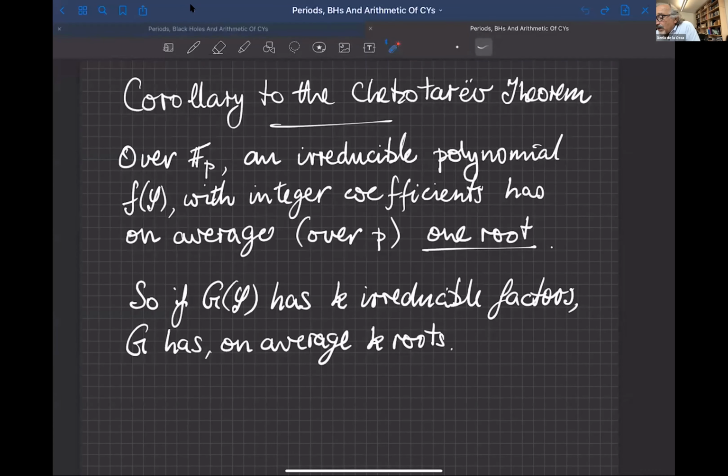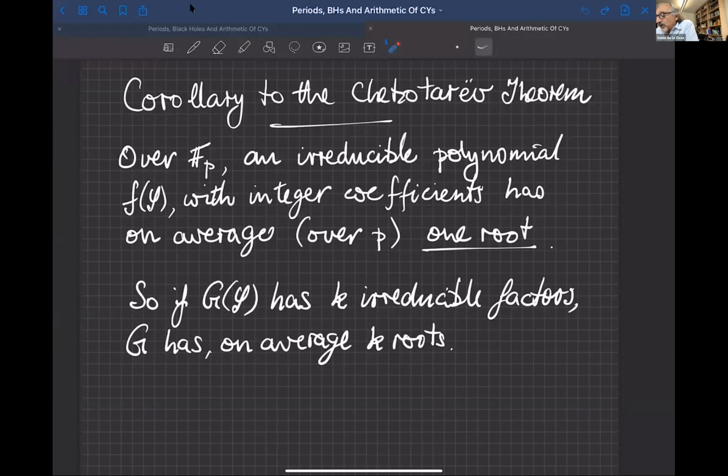Plot, which follows from a corollary to the Chebotarev density theorem, which says that if you have an irreducible polynomial f of phi, so an irreducible polynomial doesn't factor over the integers, and it has integer coefficients, then over F_p it has on average, not precisely, one root. It can have 1, or you can have 0 or many roots, but on average over many p's, it has 1 root. So a linear equation has 1 root over all primes except for a set of measure 0.